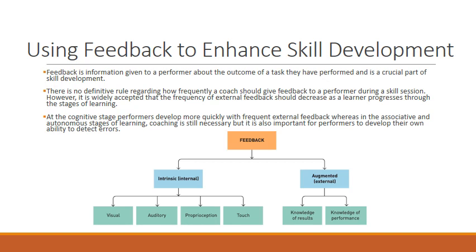What we're going to look at now is we're going to split our feedback into two categories. Intrinsic feedback, which is internal feedback. So that's the feedback that the athlete's getting themselves from understanding their own body. And augmented feedback, which is also called external feedback, which is the feedback that a performer is getting from someone external to themselves. So it might be a coach, or it could be just the results of the outcome of a skill that they're performing.